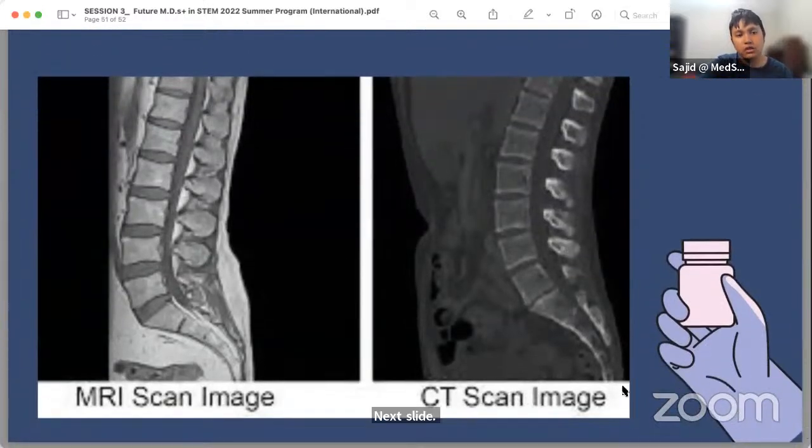Can you spot the difference between an MRI scan and a CT scan? You can include your answer in the chat if you want. There's no one answer I'm looking for. It's just whatever you see.